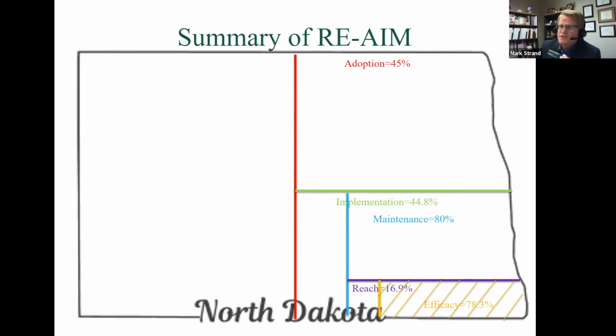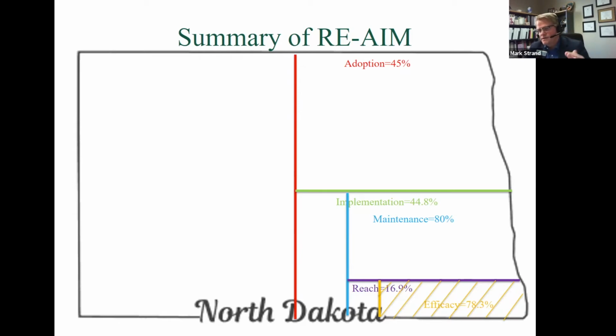So first, adoption. I thought that was a place to begin. So the red line suggests that 45% of pharmacies adopted the program. So that means 55% of patients in other pharmacies are not standing to benefit from the program. So it has nothing to do with the patient. It's simply that the pharmacy didn't adopt the program. 45% adoption. Implementation, 44.8%. So that's the green line.